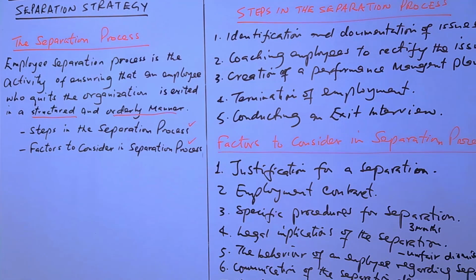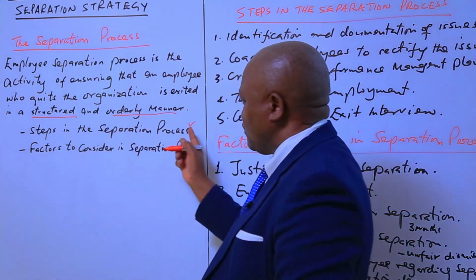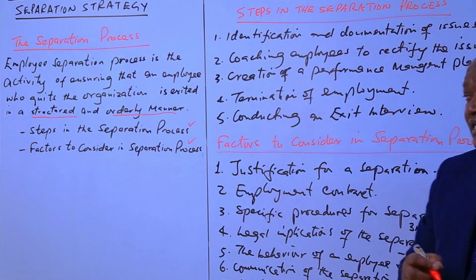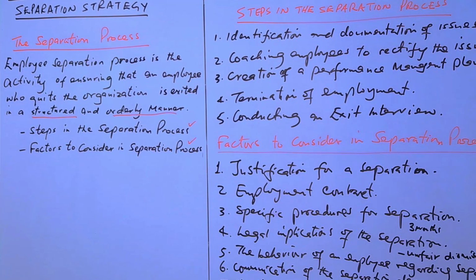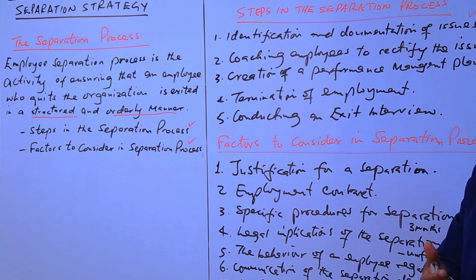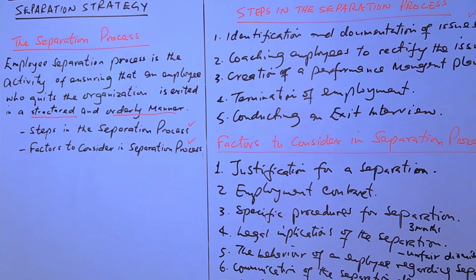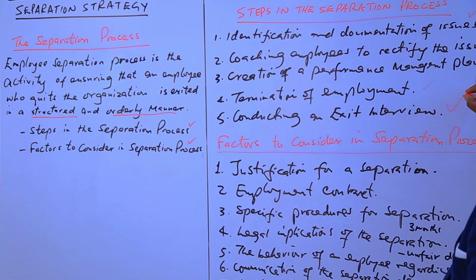And we have gone ahead and looked at two aspects, that is the steps in the separation process and also the factors to consider in the separation process. And we have said that the steps in the separation process may include: 1, identification and documentation of issues. Number 2, coaching employees to rectify the issues. Number 3, creation of a performance management plan in an organization. Then number 4, termination of employment. And number 5, conducting an exit interview. So those are the steps that may be taken in the separation process, and we have indicated that it will vary from case to case.